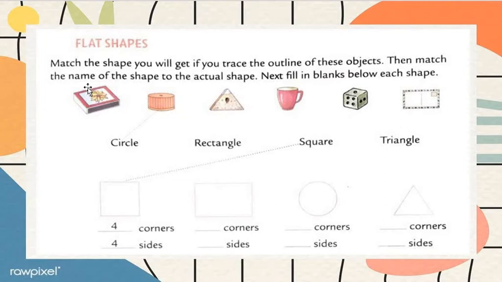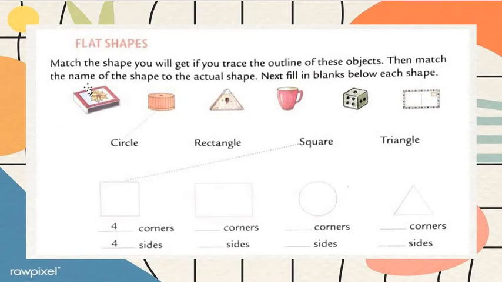Yesterday I taught you this topic. We already know very well the meaning of corner and side. So, match the shape you will get if you trace the outline. It means we have to trace the outline of this object, match the name of the shape to the actual shape, and next, fill in the blanks below each shape.